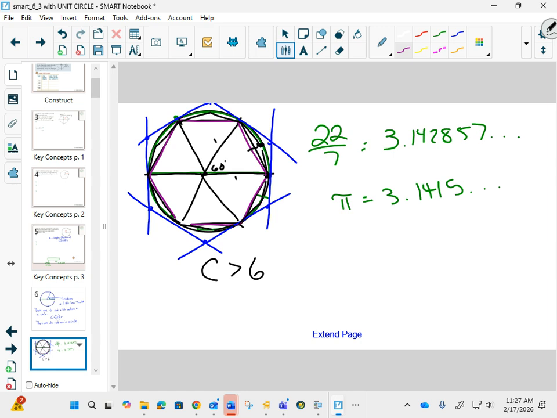Oh my goodness. When you draw a 12-sided thing, isn't it really close already? If I draw a 12-sided shape, it's pretty close to a circle.